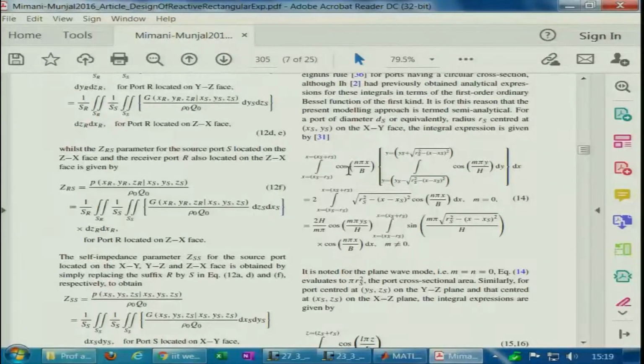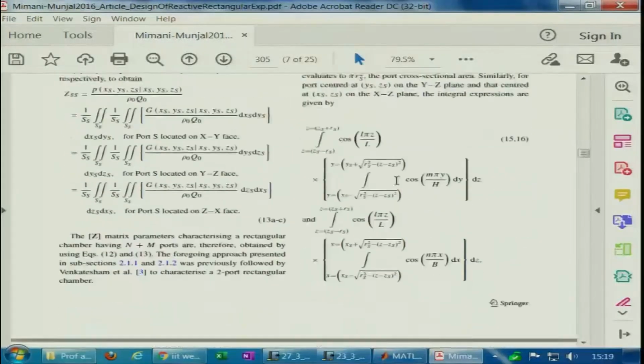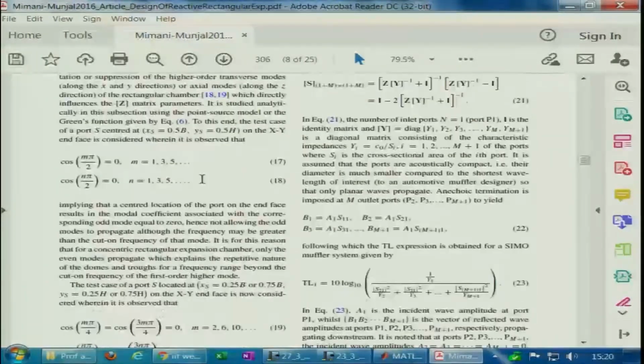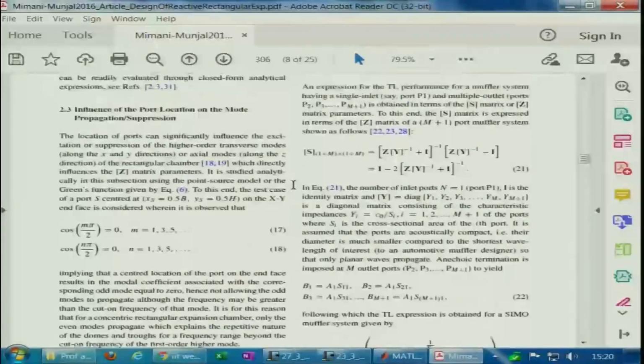Basically, in this paper the exact integrals were evaluated numerically using Newton quadrature rules, more precisely Simpson's 3/8 rule, but the limits of integration, where the port is located, x r minus r s, where r s is the radius of the port, were carefully evaluated. So, basically one can characterize a rectangular chamber muffler. With this sort of approach, one can characterize any number of port muffler, and we can evaluate the transmission loss parameters once we get the impedance matrix parameters. After that it is regular stuff, what we discussed in the first lecture of this week.